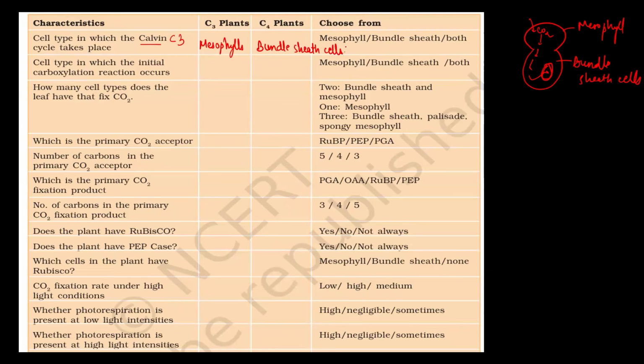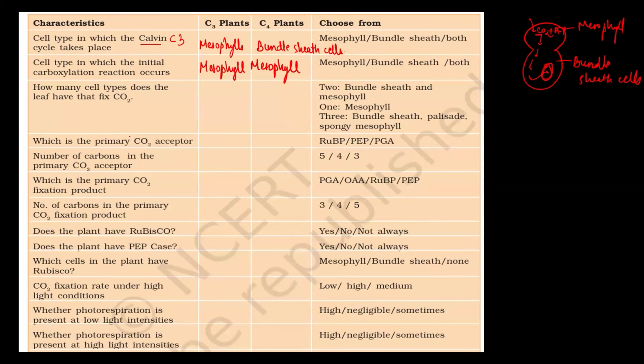Bundle sheath cells. Now, what cell type is the one in which the initial carboxylation reaction occurs? So in the case of C3 plant, it has only one type of cell, that is mesophyll cells. So in C3, it will happen in mesophyll. Now, in the case of C4 plants, where the initial carboxylation takes place, the carboxylation takes place here in the mesophyll cell, right? Because here CO2 binds to PEP, right? So in the case of C4 also, it takes place in the mesophyll cells.